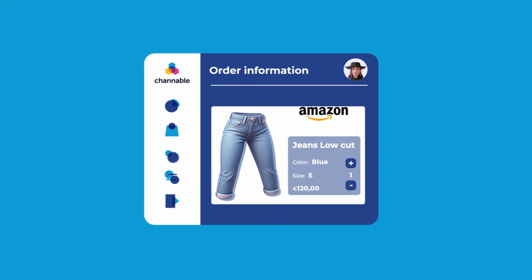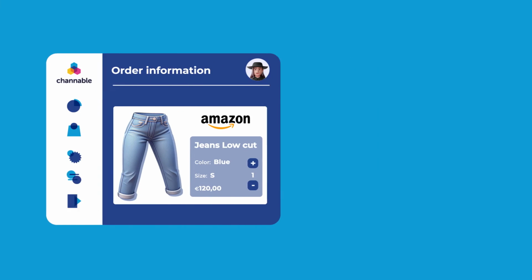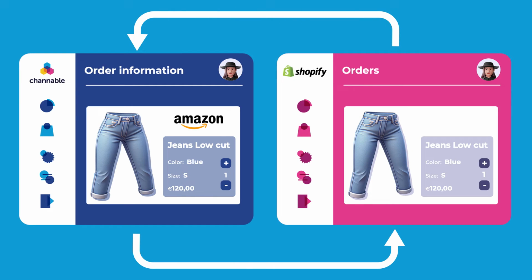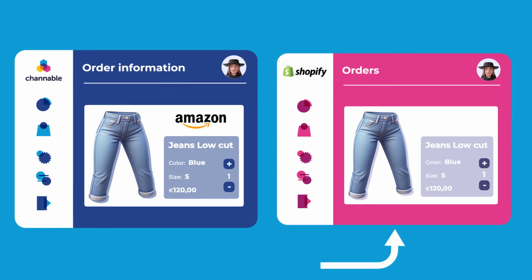Now let's have a look at the same order for the same pair of jeans, but with our order synchronization active. Instead of you transferring the data manually into your Shopify web shop, our system will do this for you. We receive the order information from Amazon, translate it into the fields of your shop system, and send Shopify all of the order information so that it is recorded there.